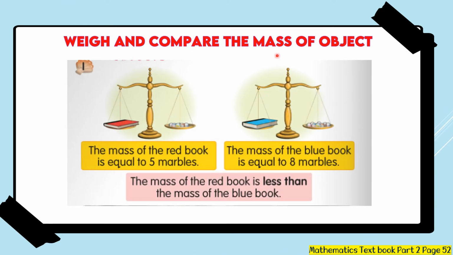Let us weigh and compare the mass of objects. Look at the weighing scales here. The mass of the red book is equal to 5 marbles and the mass of the blue book is equal to 8 marbles. So, the marbles are used as a non-standard unit. Based on the numbers of marbles, we can compare the mass of the red book and the blue book. 5 is less than 8. The mass of the red book is less than the mass of the blue book.